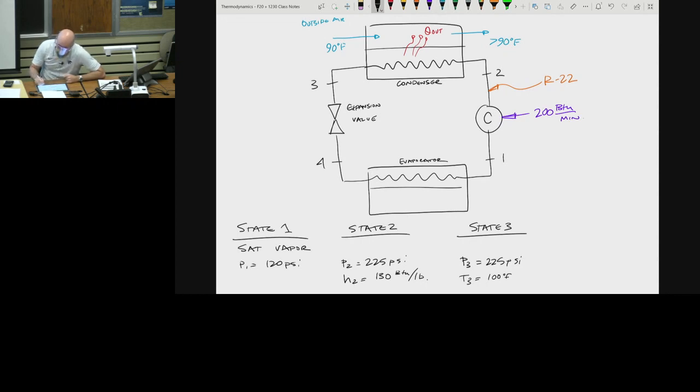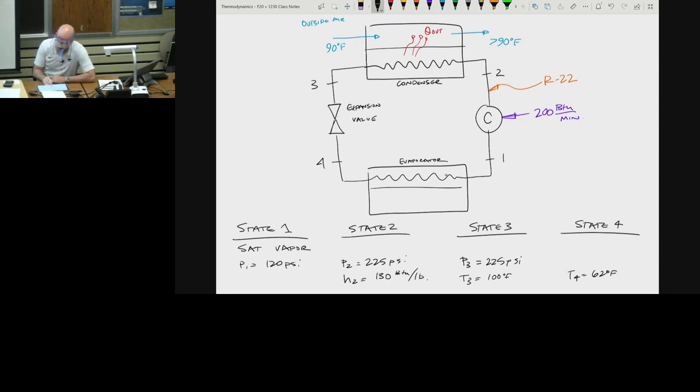Now, after state 3, we go to state 4. We go through this expansion valve, and I just know that state 4 is going to be 62 degrees Fahrenheit. So that expansion valve is just like a throttle. It's the same thing, valves and throttles. When it goes through that expansion valve, when we expand it, we're going to be dropping the temperature dramatically.